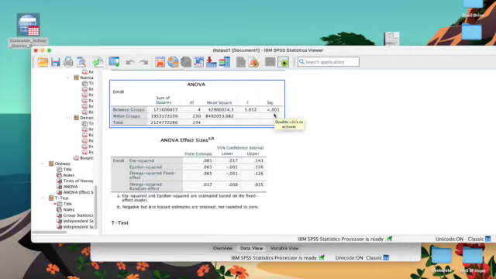So we know if the value is greater than 0.05, which it is not, then we are going to make the decision that we are going to reject the null hypothesis since it's less than, and there is a difference that is worth looking into for this.